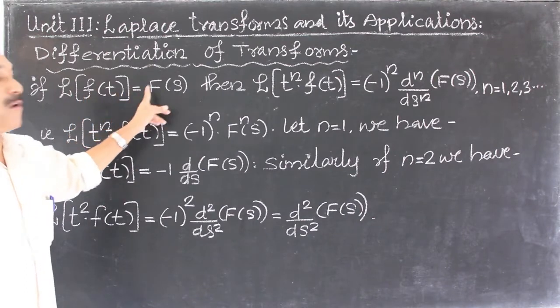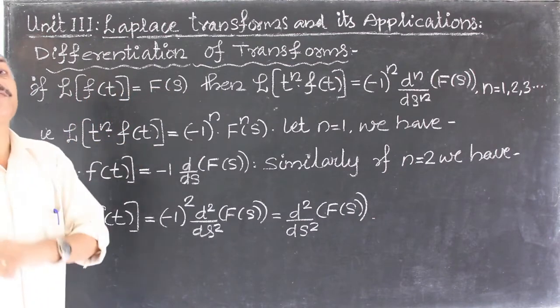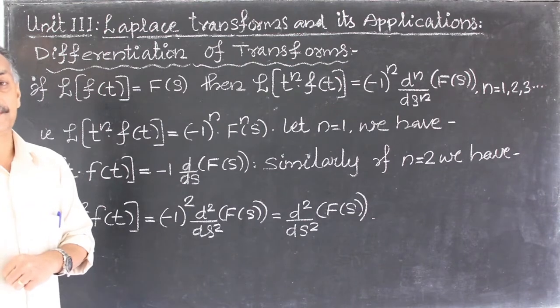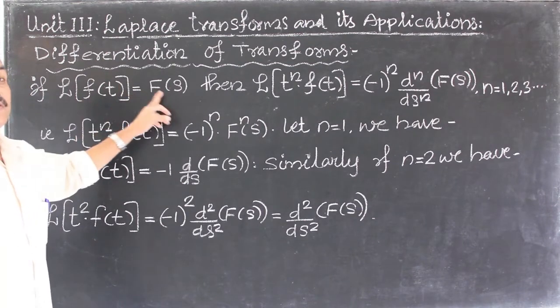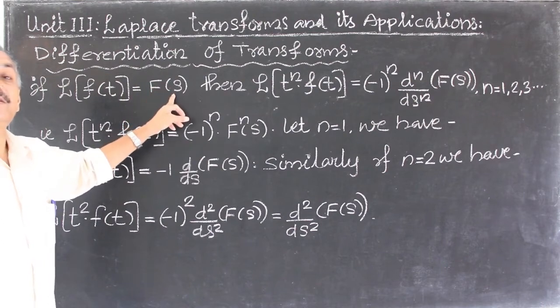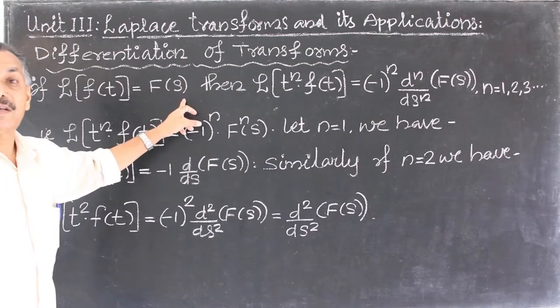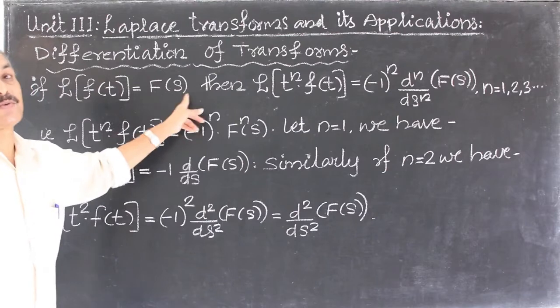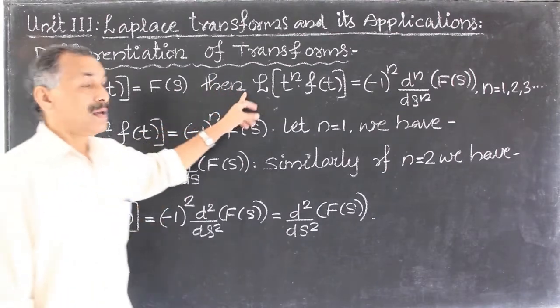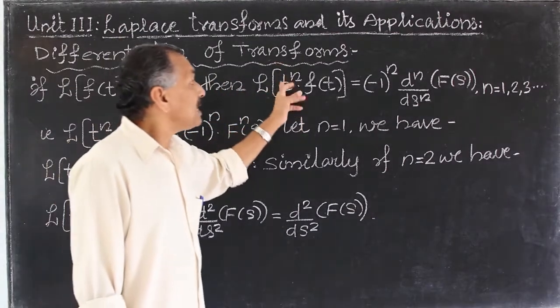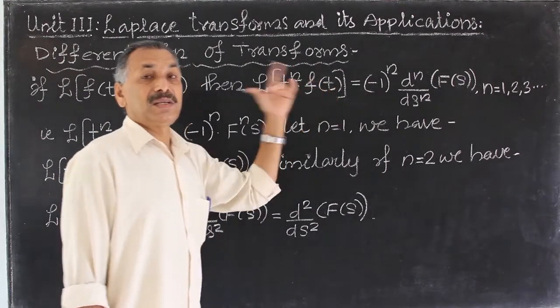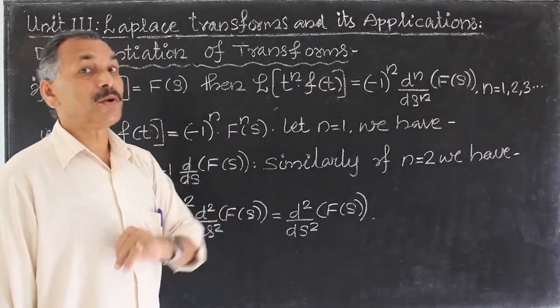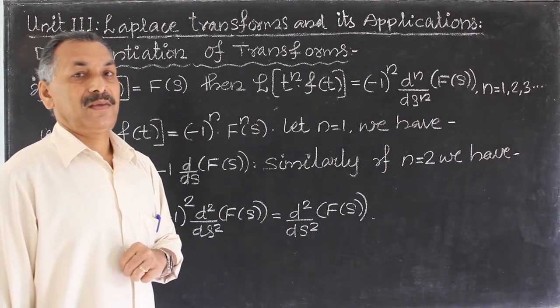Laplace transform of f(t) is equal to F(s). For example, f(t) is equal to e raised to t or sin t. If f(t) is equal to sin t, then what is the Laplace transform of sin t? 1 divided by s square plus a square, that is 1 divided by s square plus 1, F(s). Then Laplace transform of t raised to n into f(t), that is, f(t) multiplied by t, t square, t cube, powers of t.